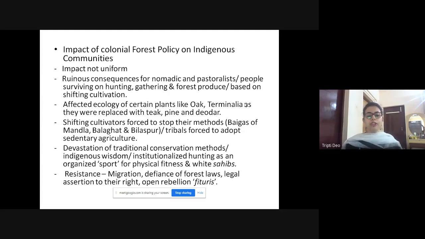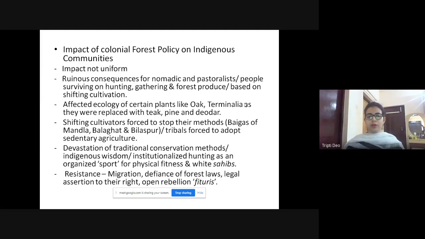Tribals were forced to adopt sedentary agriculture. Now, Odisha is a state of tribes. It has many, many tribes. We can all understand that we cannot really force a tribal group or a tribe to do a certain thing. No, we cannot. They have been following a certain way of life for the longest time in history and since their origin, and they shouldn't be told what to do and what not to do. That's the way they've been living.